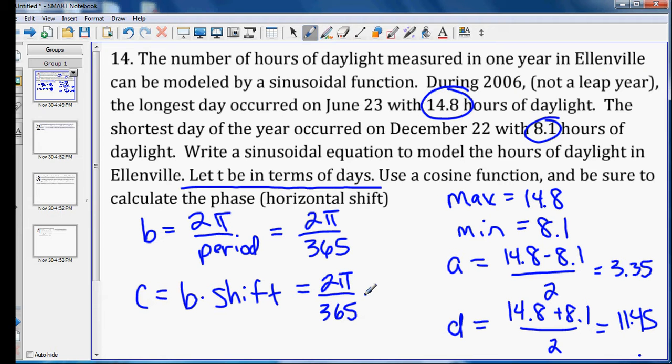Okay, they told us the longest day, which would be the maximum number of daylight hours, was on June 23rd. So one option, and this would be completely fine, would be to figure out the number of days it takes to get from the beginning of the year to June 23rd. You could add 31 days of January, 28 of February, 31 of March, and so on, all the way till 23 days of June. Add those all together and shift that many days forward or to the right. Same idea. That's one legitimate way to do it.